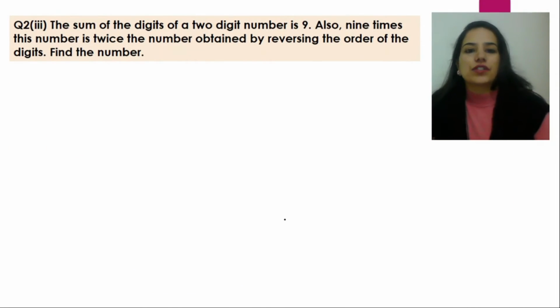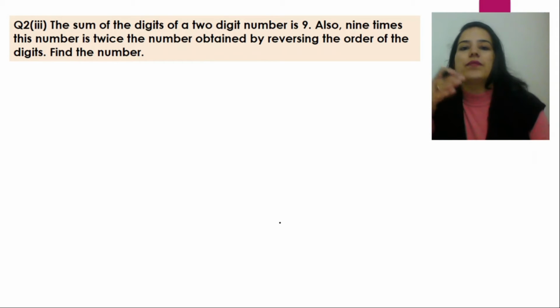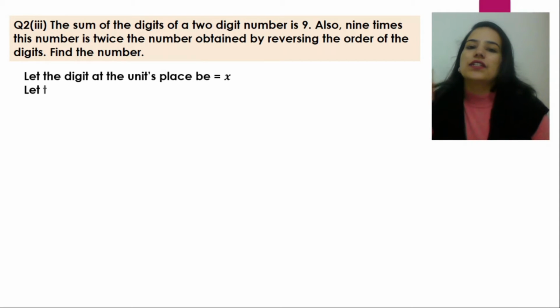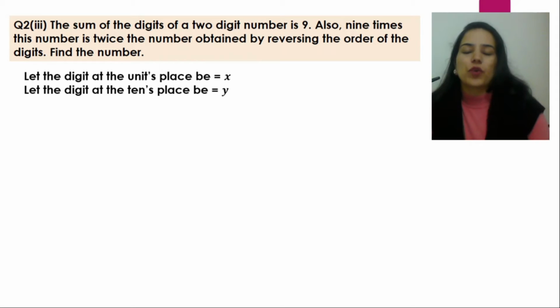The sum of the digits of a two-digit number is 9. Also, 9 times this number is twice the number obtained by reversing the order of the digits. Now, in this type of question, there is a standard fix. You will take any one of them, unit digit or tens digit. So let the digit at the units place be x and the digit at the tens place be y. You can interchange it, that's not a problem. The problem is in forming the number.